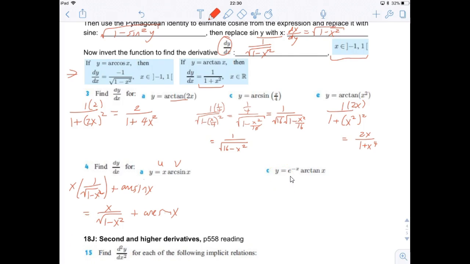3c, I have y equals e to the negative x arctangent of x. So for this one, I am going to do the derivative of a product again. So first I'm going to put u, which is e to the negative x, and then I'm going to multiply it times v dash, which is the derivative of arctangent of x, which would be 1 over 1 plus x squared. And then I'm going to add that to u dash, which is negative e to the negative x, times v, which is arctangent of x.